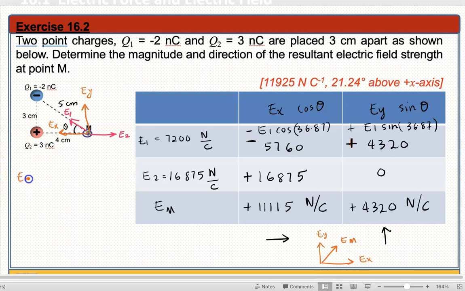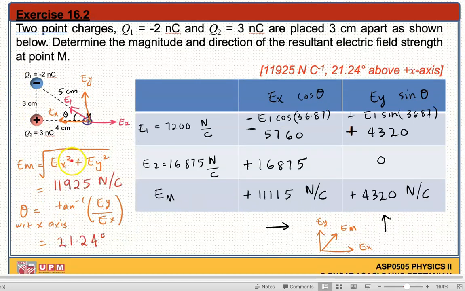So EM, the magnitude, is given by the square root of EX squared plus EY squared. The direction with respect to the x-axis is given by the inverse tangent of EY over EX. Using my calculator, I plugged in EX as 1115 and EY as 4320, squared them, and square rooted the whole thing. I get 11925 Newton per Coulomb. So that is the magnitude of EM.